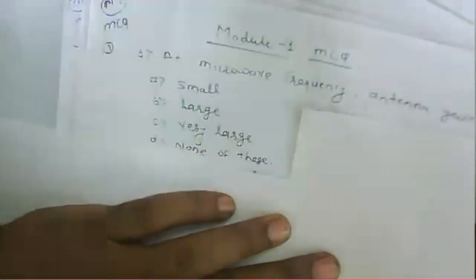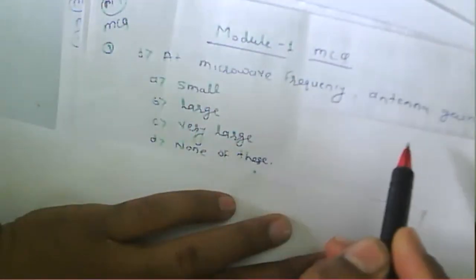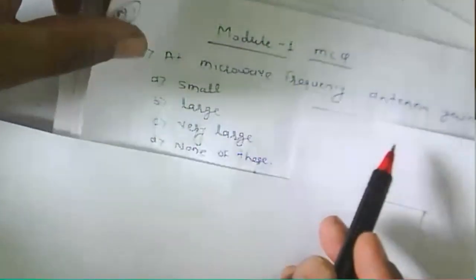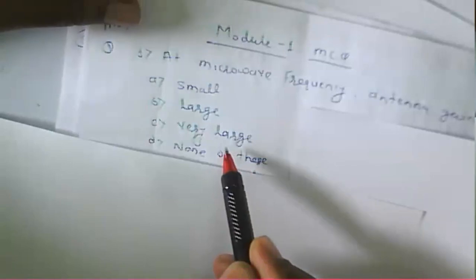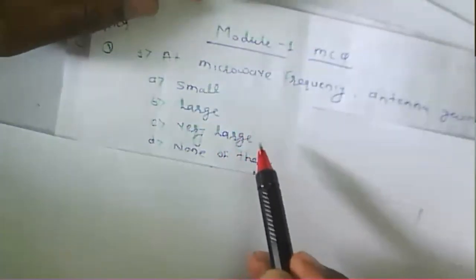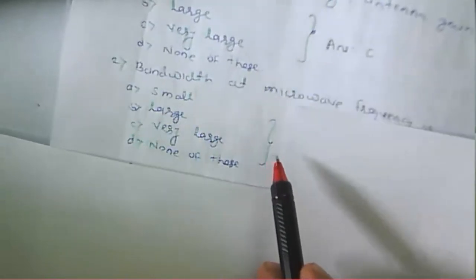At a microwave frequency, antenna gain is what? Because gain depends upon the wavelength, that's why we can say that antenna is very large. It's not small, large. It is very large. Your answer C is correct. Next question.